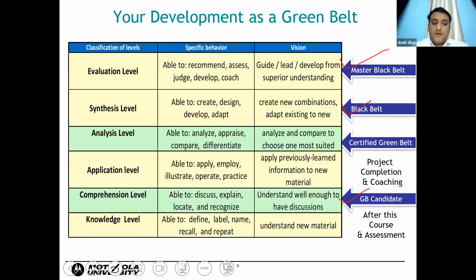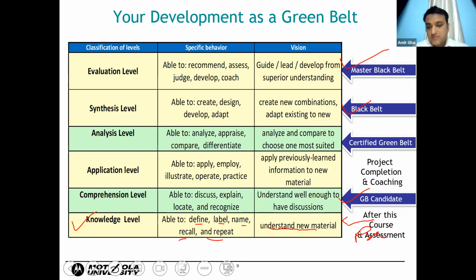Okay. How does the journey start? First of all, your classification of level is the knowledge level. It means at this level, you will be able to define, label, name, recall, and repeat the concepts of Six Sigma. You will understand the new material and you are starting your course. So this is basically the pre-requirement. You must know what you are going to learn.